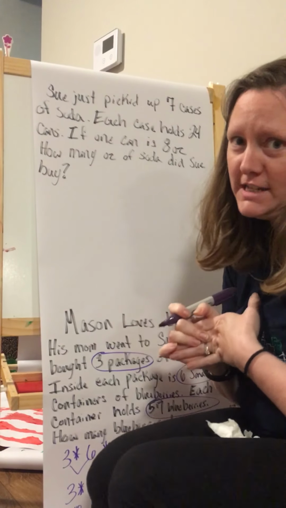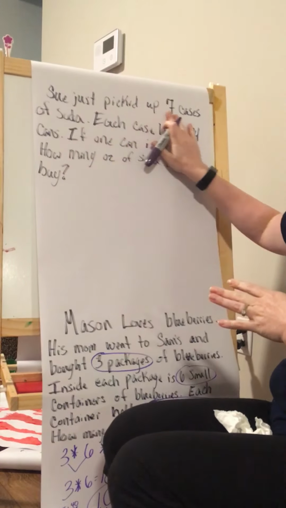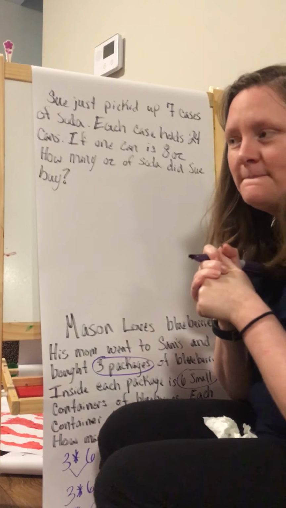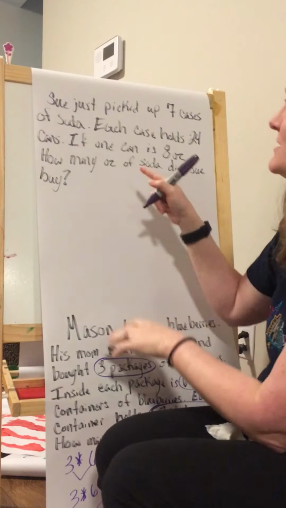Last problem for today. Sue just picked up 7 cases of soda. Each case holds 24 cans. If one can is 8 ounces, how many ounces of soda did Sue buy? Pause the video, work out the problem. All right, hopefully you have a right answer. So let's look at it and see what our answer comes out to.